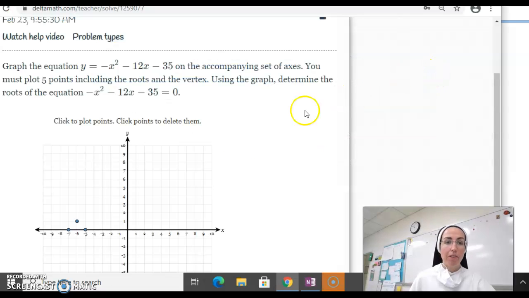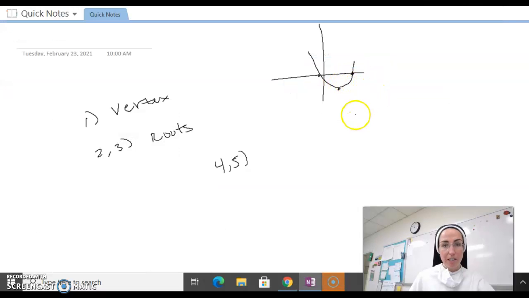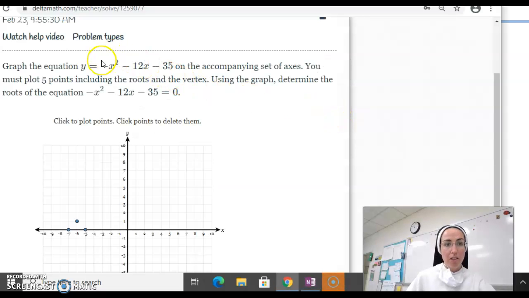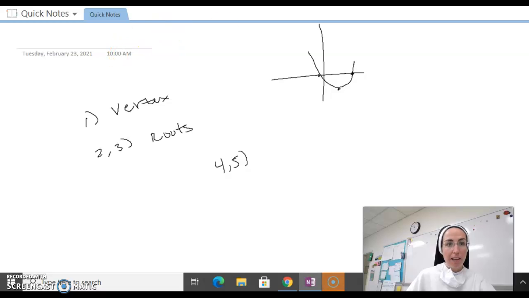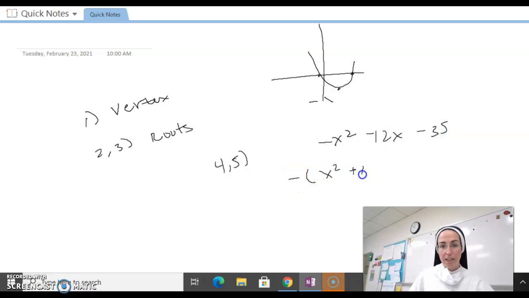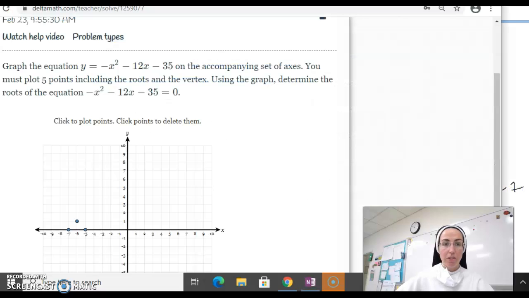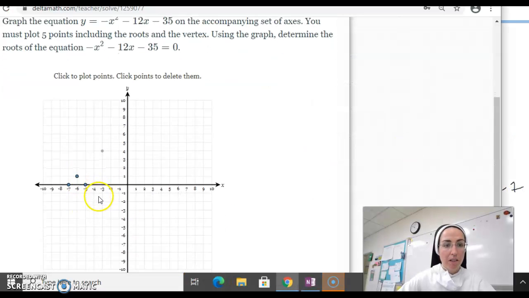Okay, so first let's do the roots because they're actually the easiest ones to find when it's factorable. So if I have something factorable like negative x squared minus 12x minus 35, first thing I do is factor it. I'll take out anything that's common, then I'll use magic numbers to factor it. And I find my roots by putting it into root form. So x equals -5 and x equals -7 are my 2 roots. So I can put them on my graph, which I've already done.